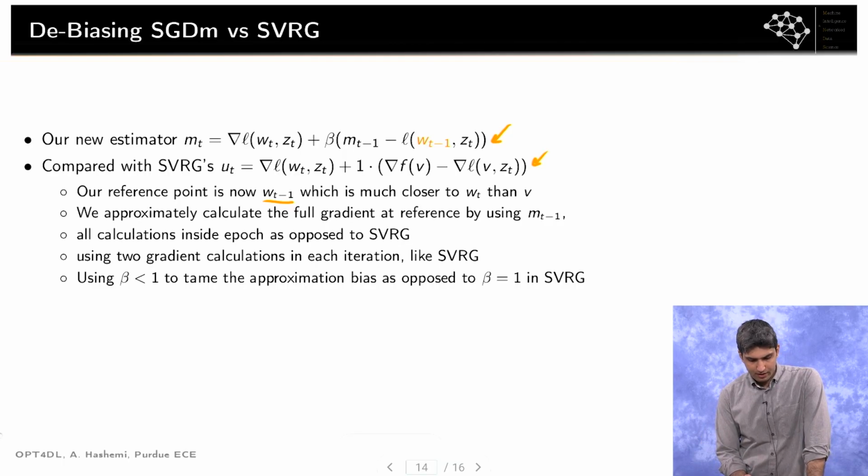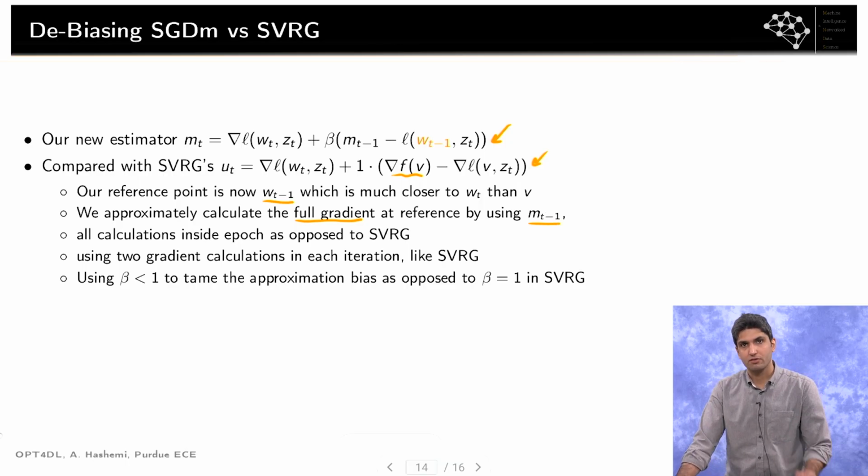Another benefit is that we are not calculating any full gradient. For SVRG, we needed to calculate this full gradient outside of the epoch, but we are not doing that anymore here. We are approximating it by momentum at time t-1. Momentum at time t-1 is an approximation of the true gradient at w_{t-1}, and now w_{t-1}, the previous update, is acting as our reference point.